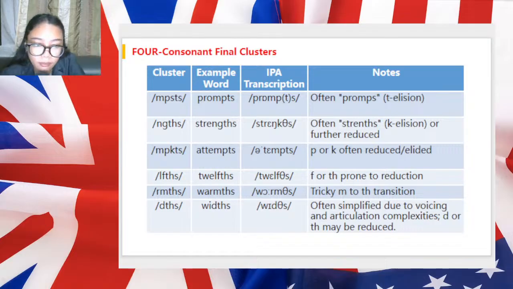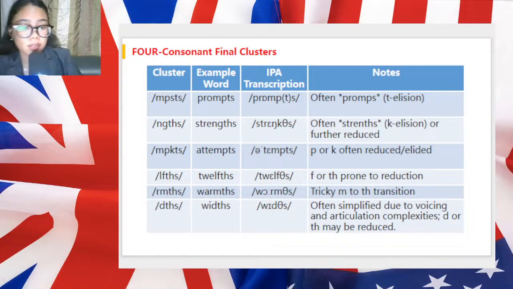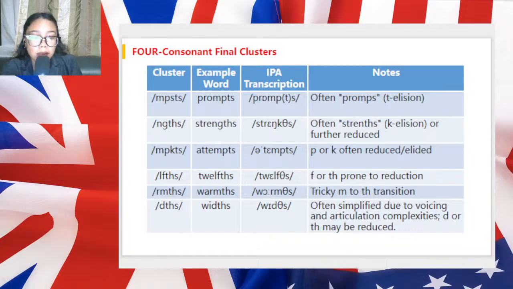First we have here the MPSTS cluster, as in the word prompts. This is composed of M, P, S, and T, followed by the IPA. The T is in parentheses because the T is often elided or dropped in natural speech. While the full deliberate pronunciation would be prompts, many speakers will simplify it. This is a very common reduction.